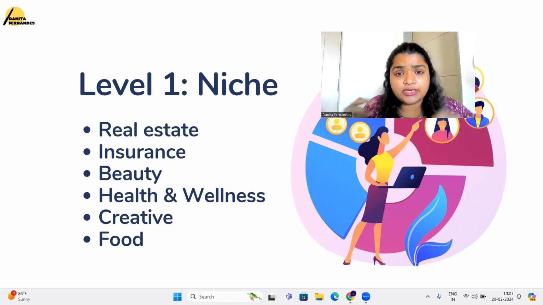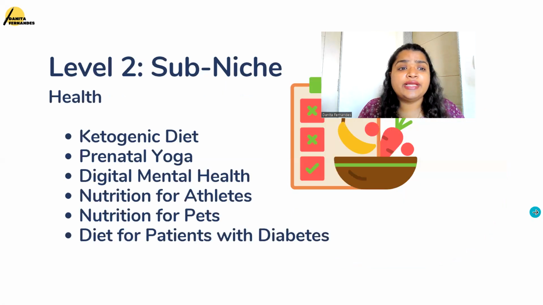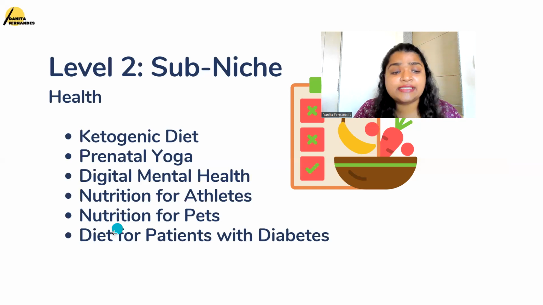Now we'll go deeper into level two. Level two is defining the sub niche. Suppose we took our niche as health. In health, we have to define the sub niche. What all can the possibilities be? In health, it can be ketogenic diets, prenatal yoga, digital mental health, nutrition for athletes, nutrition for pets, diet for patients with diabetes, and so on. Now you can see this, right?